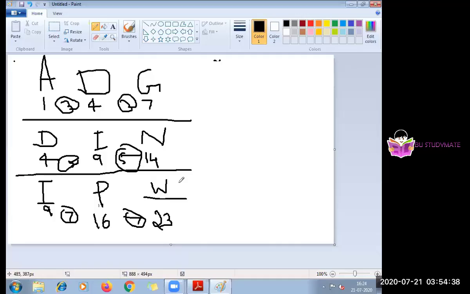So if you count, now let's see the reverse: Z Y X W, Z is 26, Y is 25, X is 24, W is 23. So the 23rd letter of the alphabet will be the answer. That's all.